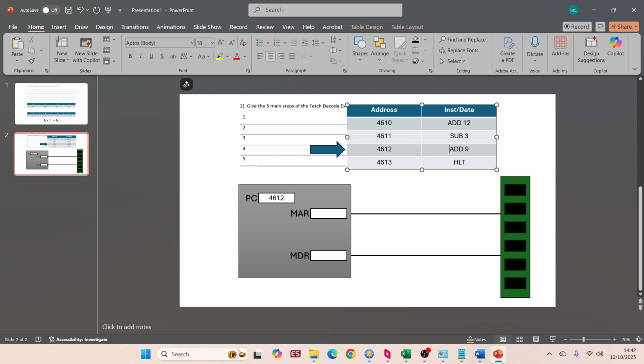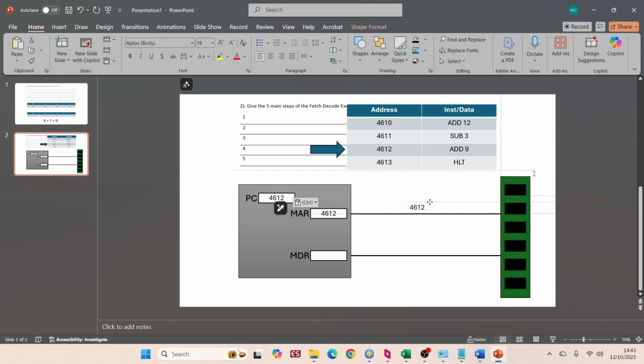So we need to fetch. In the first part of the fetch, decode, execute cycle, which is the only difficult bit you've got to know, is the fetch part. So how do we get that out of RAM? This is how we do it. We copy the program counter into the memory address register.